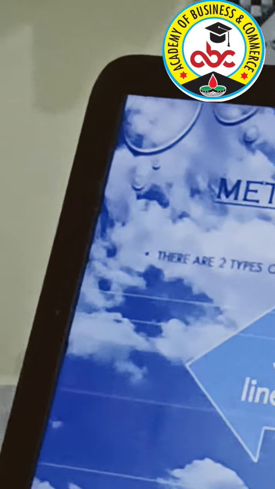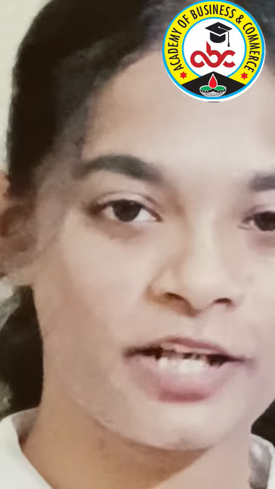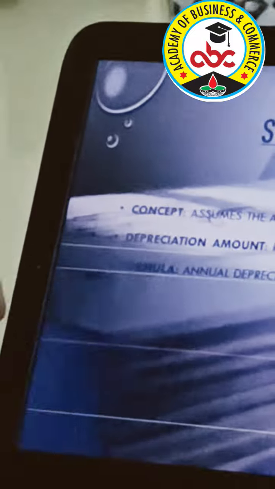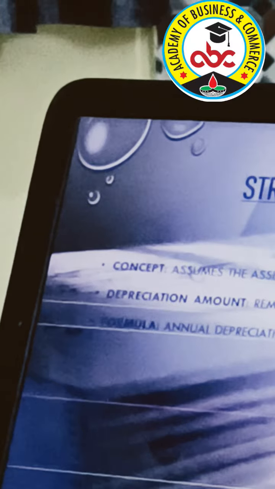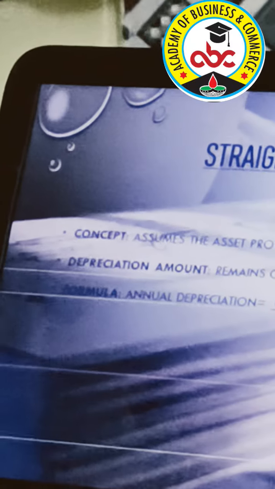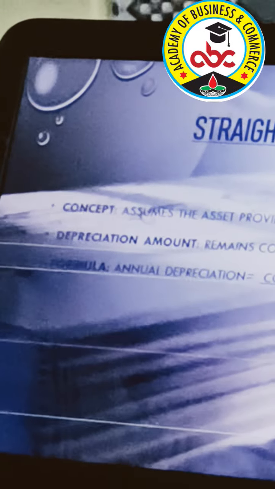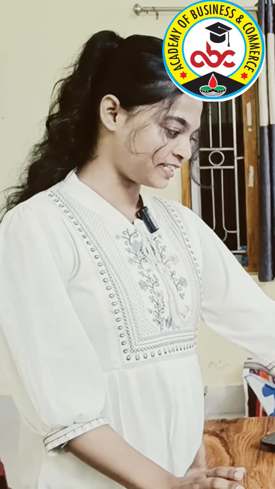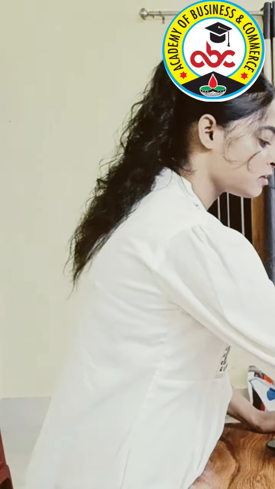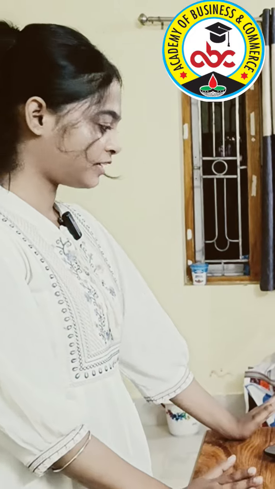Then comes how many methods of depreciation there are. There are two types of depreciation: the straight line method and the written down method. First of all, the straight line method. The concept of the straight line method assumes that an asset provides equal benefit throughout its useful life, so the amount of depreciation remains constant every year. The formula of depreciation is: annual depreciation equals cost price of asset minus scrap value, whole divided by estimated life of asset. Okay, now comes the example of this straight line method.